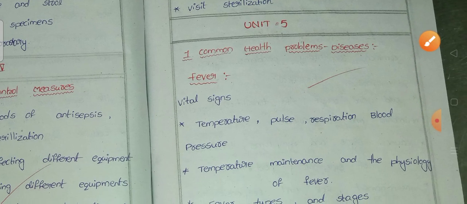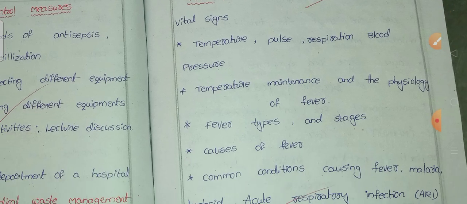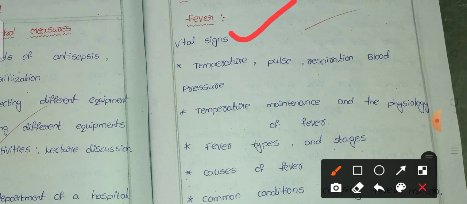The fifth unit is done. Infection control is finished. Next is common health problems and diseases. In this, fever and vital signs are very important questions. Vital signs: routes of checking temperature, sites of pulse checking.